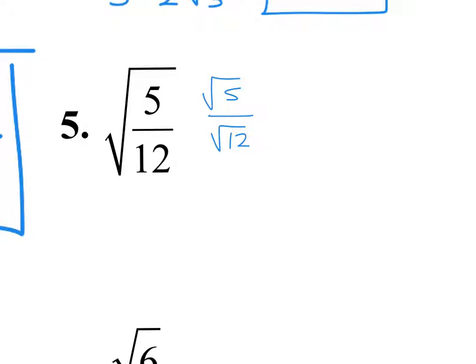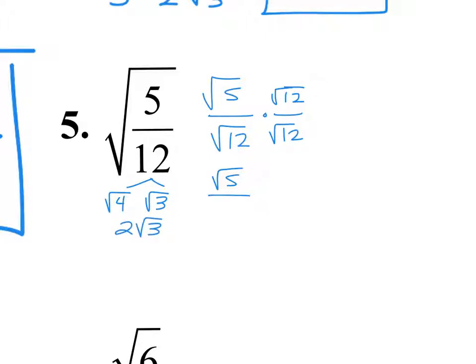What's one way I could do this right now? You can multiply by rad 12 over rad 12. That would be one way to do it. Or you can simplify the rad 12 first and simplify from there. So if you wanted to do it that way, this would be rad 5 over, and what's rad 12 simplified? 2 rad 3, right? So you could call this rad 5 over 2 rad 3. These are the same thing, right? I'm just saying here are your 2 options.